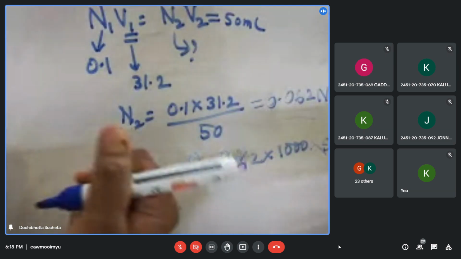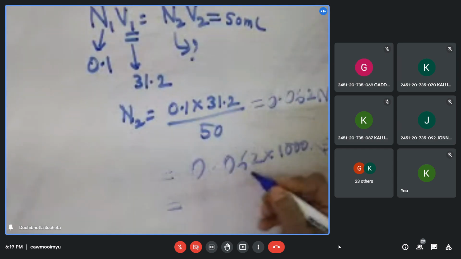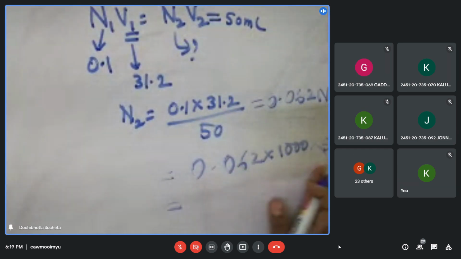What's the answer? Come on, quick. Tell me, what's the answer in calcium carbonate equivalents? Multiply. This will be 62 into 50. How much is it? 62 into 50.